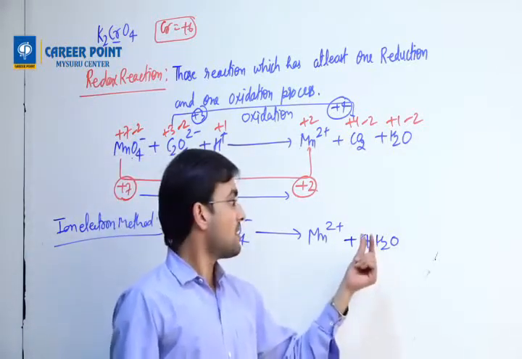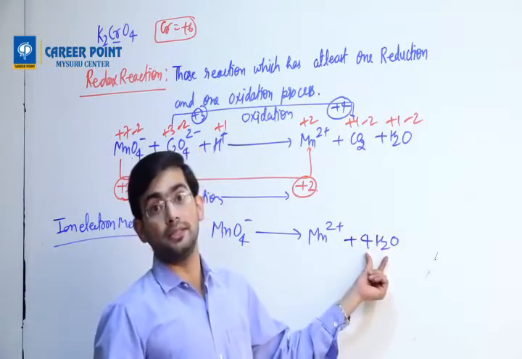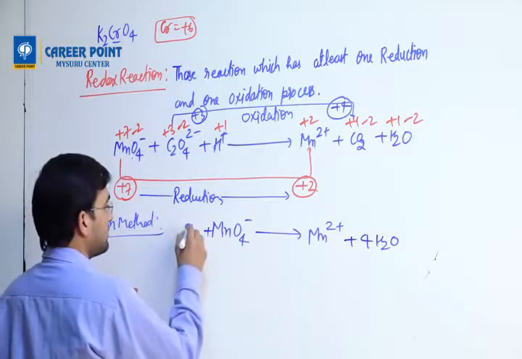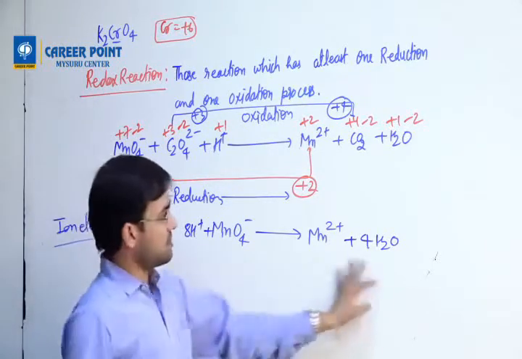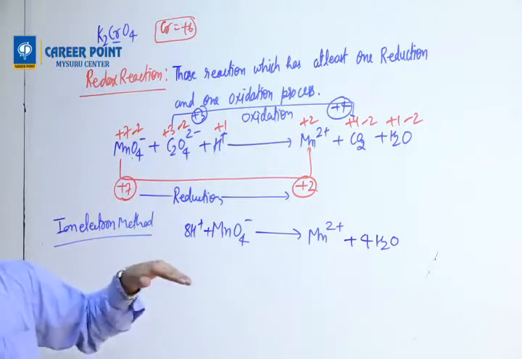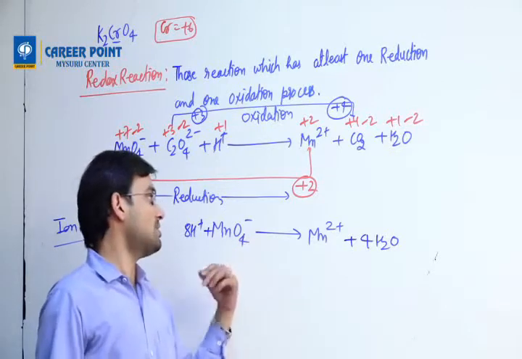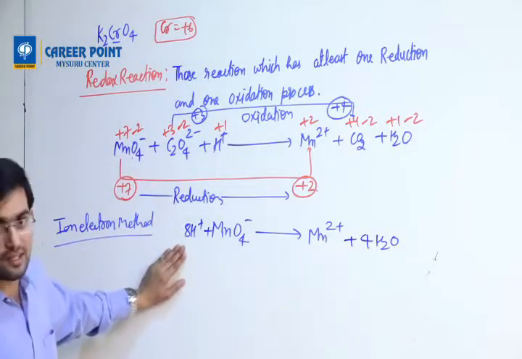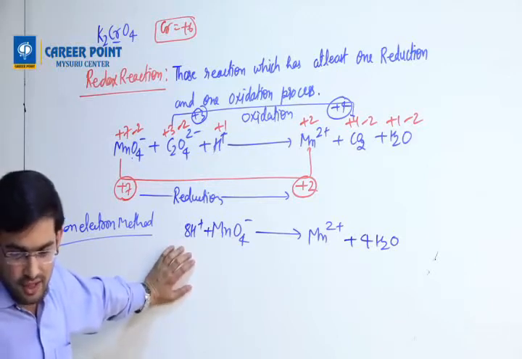But when you did this, oxygen is balanced but hydrogen is extra. How many? 8. Then on the other side, 8H plus. Now atoms are balanced. You check: hydrogen 8, manganese 1, oxygen 4. Is this reaction balanced by atoms or not? Tell me now.